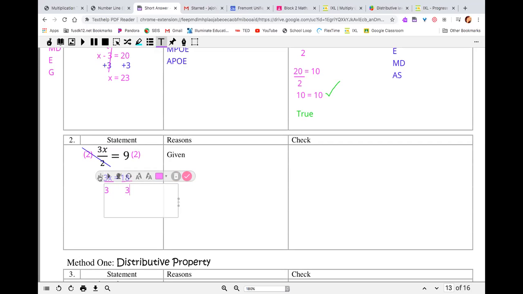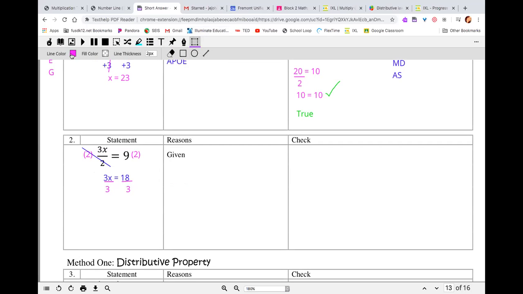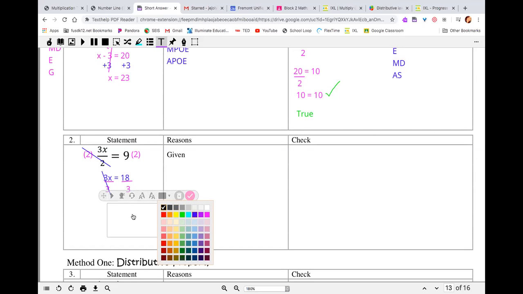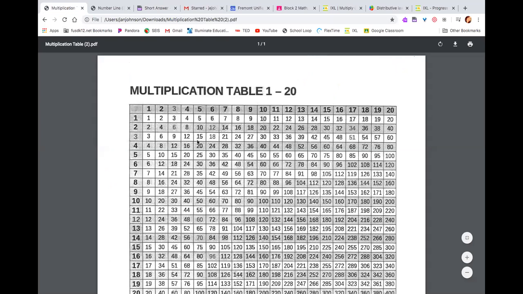So like we're more comfortable with this problem than the last one. Okay. So my 3's cancel out because 3 divided by 3 is 1, and then 1 times x is x. Just a reminder, rewriting my conclusion now in a simplified way. So x is equal to 18 divided by 3 is 6.